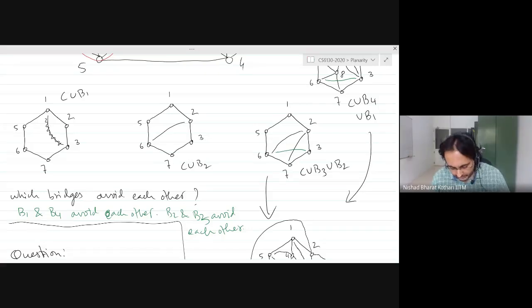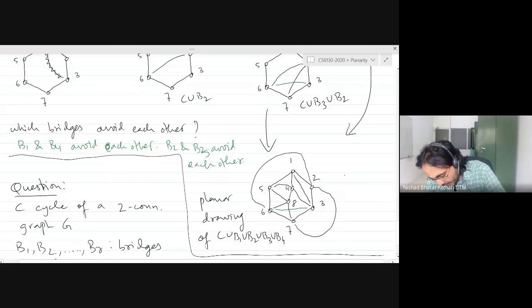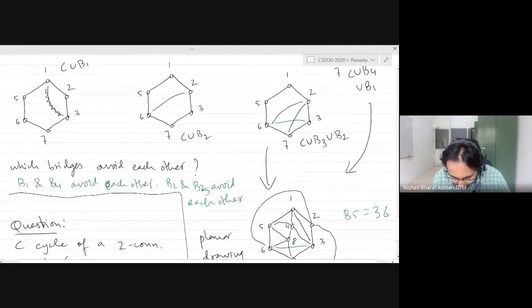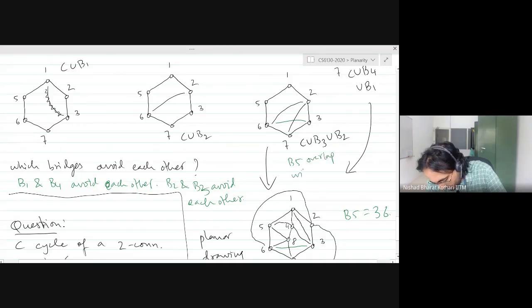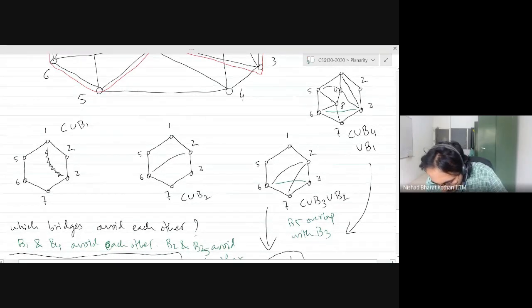Okay. So this is exactly explaining what happened in the case of putting the next bridge, right? If there is a 5th bridge, 3, 6, then 3, 6 is overlapping with B3 and B4. So B5 is overlapping with B3, and if you look at this drawing here, B5 also overlaps with B4.